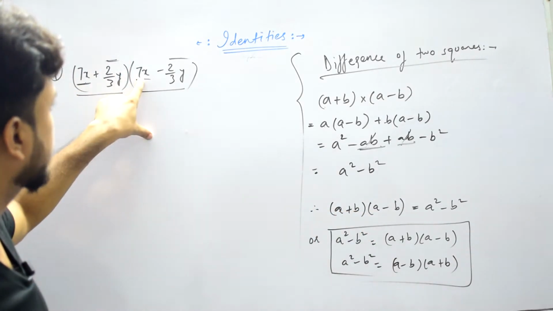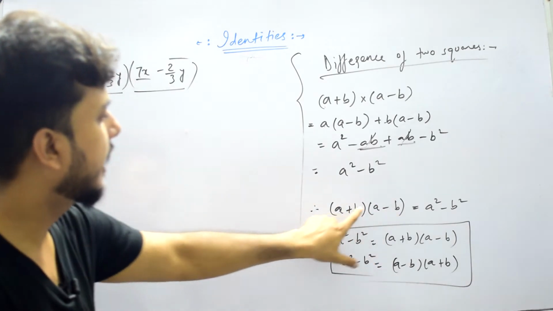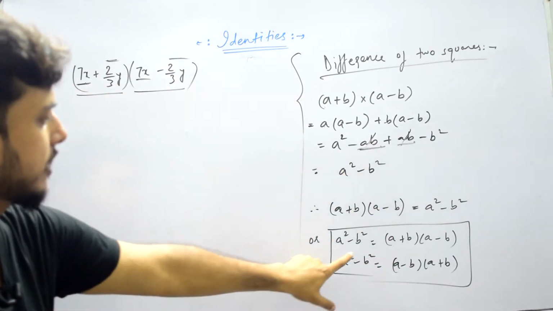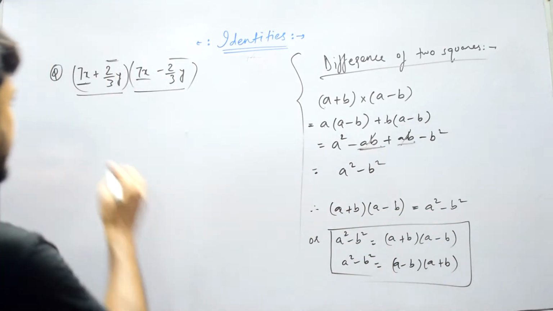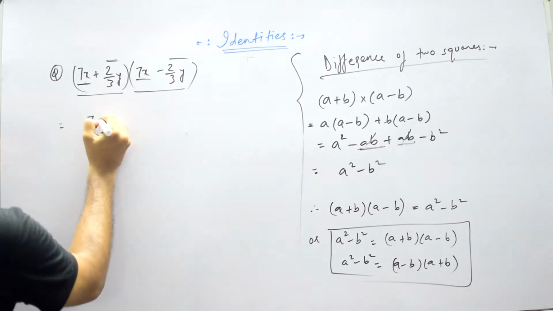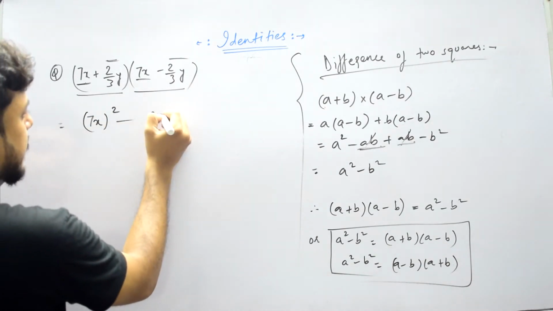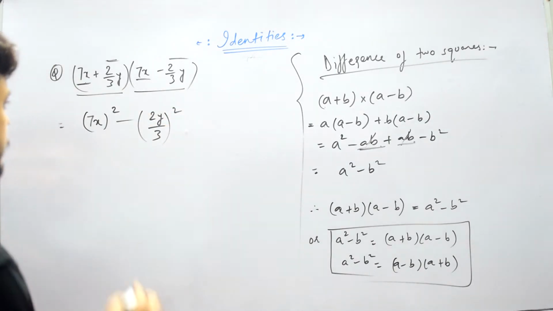These two terms are same, a and a, and these two terms are also same, b and b, and there is plus and there is minus. So we have to use this formula, that is a plus b into a minus b is a square minus b square. That means I can directly write it is 7x whole square minus 2y by 3 whole square. Now we have to simplify it.